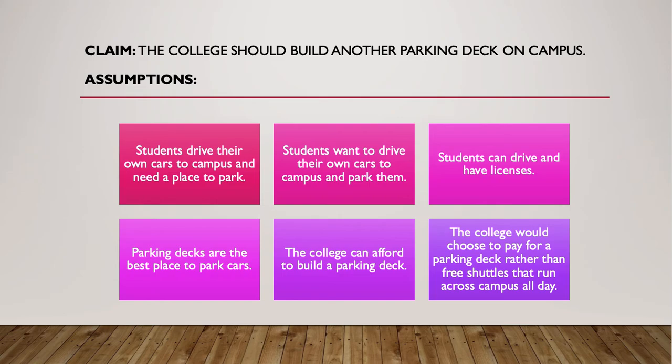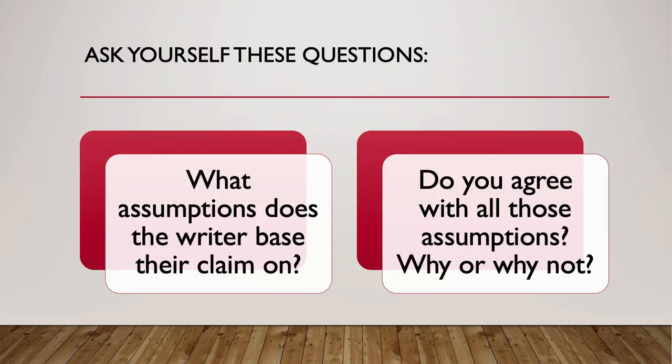Here are some questions to ask yourself when trying to decide if you agree or disagree with a claim. What assumption does the writer base their claim on? Spend some time unpacking them. Do you agree with all those assumptions? If not, you might disagree with their claim. If so, you likely agree with their claim. So if you don't agree with their assumptions, then you probably don't agree with their claim.